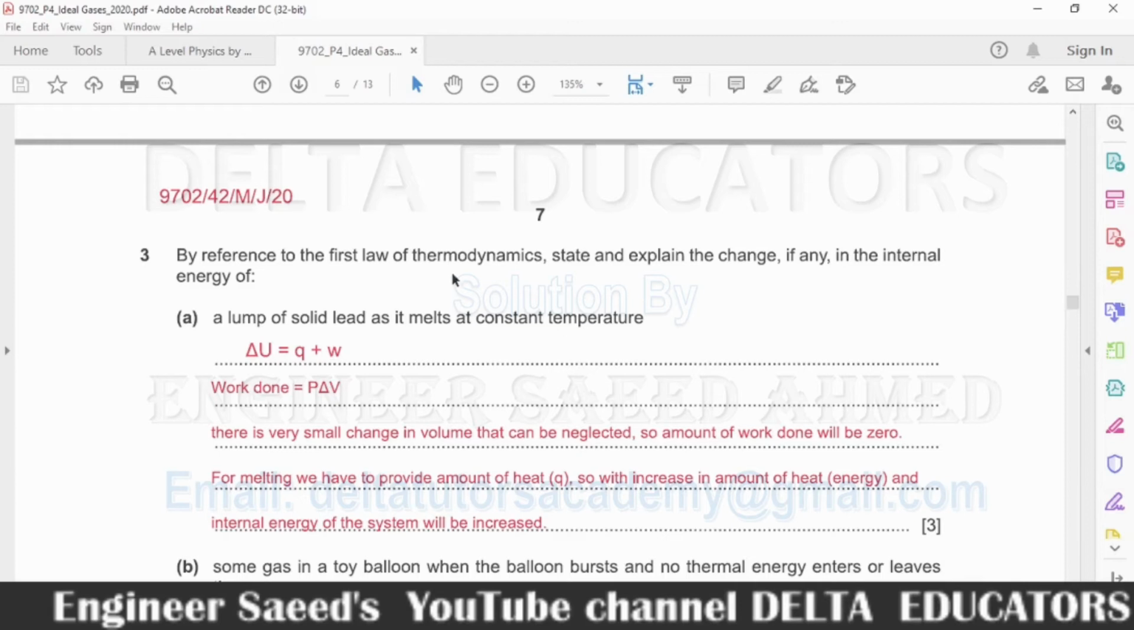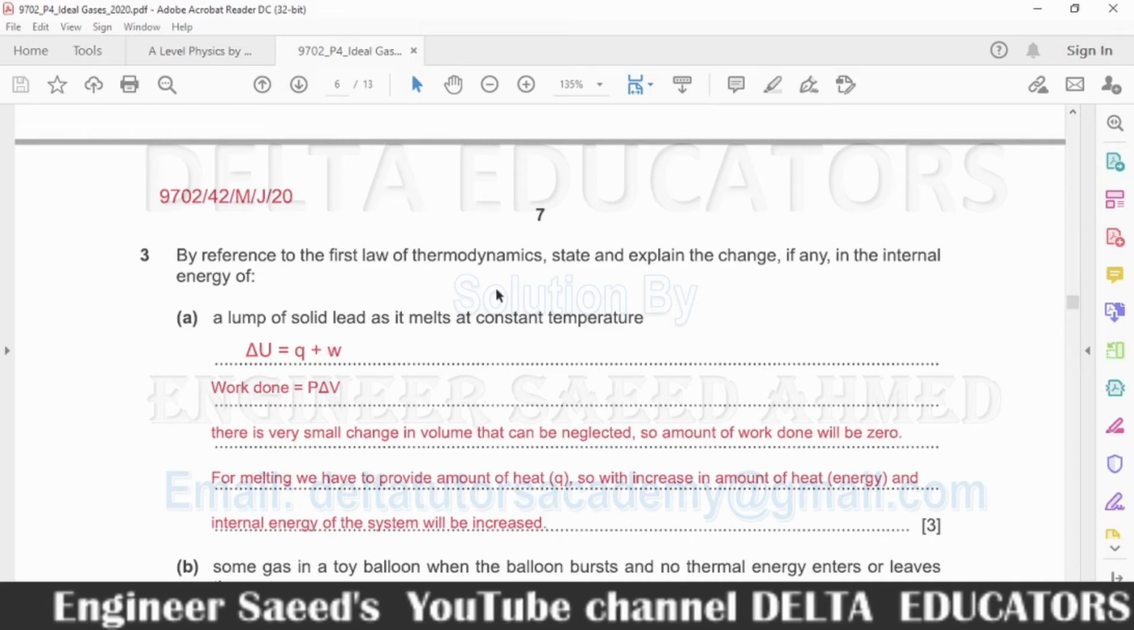First law of thermodynamics states delta U is equal to Q plus W, where delta U is for change in internal energy. This Q is amount of heat provided or amount of energy provided. This W is work done. Now if heat is provided to the system, this Q is taken positive. If heat is taken out from the system, this Q is taken as negative. And this W, this work is taken positive if it is done on the system, and if it is done by the system, it is taken negative. Now this work done is given as product of pressure and change in volume. Work done is equal to P delta V.